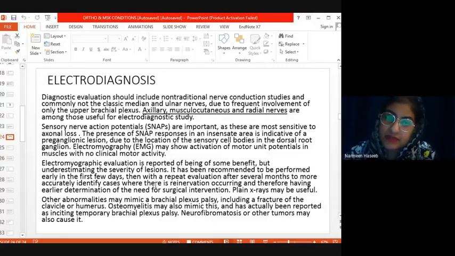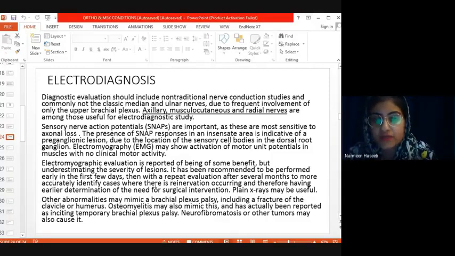Then you have these sensory nerve action potentials, as these are more sensitive to axonal loss. What are sensory nerve action potentials? The sensory nerve action potentials determine the axonal loss, the loss which is done on the axons. So, if there is presence of SNAP responses in an insensate area, it is an indication of a preganglionic lesion. So, SNAPs are the indication of preganglionic lesion due to the location of the sensory cell bodies in dorsal root ganglion. Electromyography may show activation of motor unit potentials in muscles with no clinical motor activity.